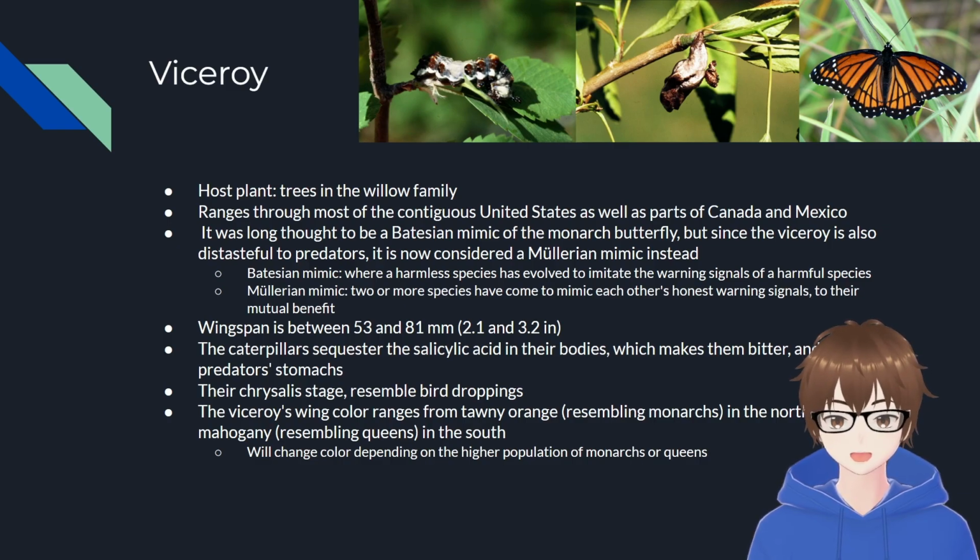So they're both toxic. The wingspan of the viceroy is around 2.1 to 3.2 inches, and their chrysalis again resembles bird droppings. The viceroy's wing color ranges from tawny orange resembling monarchs in the north to dark mahogany resembling queens in the south, and they will change their color depending on if there's a higher population of monarchs or queens around them. So if there's a higher population of monarchs, they'll try to look like a monarch. If there's a higher population of queens, they'll try to look like a queen. So, pretty dang cool.